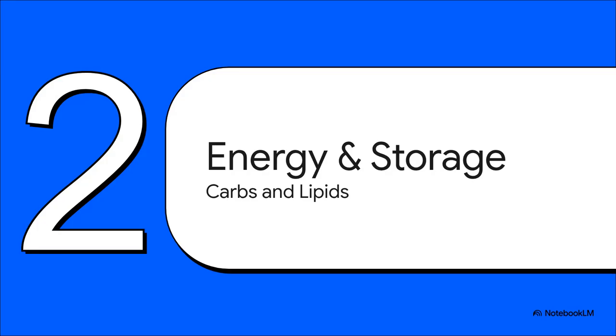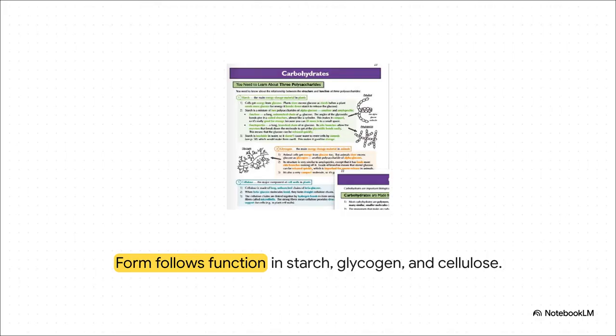All right, Section 2, Energy and Storage Molecules. So, moving on from our vital solvent, we need to look at our fuel sources. And what we see here brilliantly illustrates a core rule of biology: form follows function. Notice how the alpha-glucose molecules link together to form starch and glycogen. The bonding angles give it this dense, coiled, almost spring-like structure. It's absolutely perfect for compacting and storing energy in a really tiny space inside your cells.